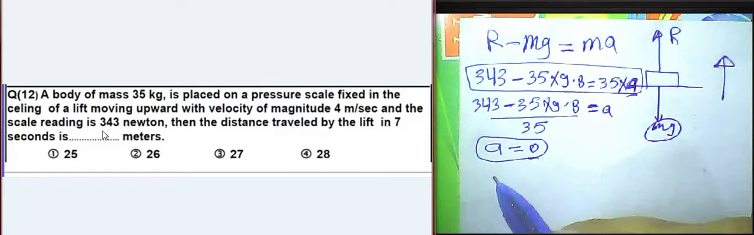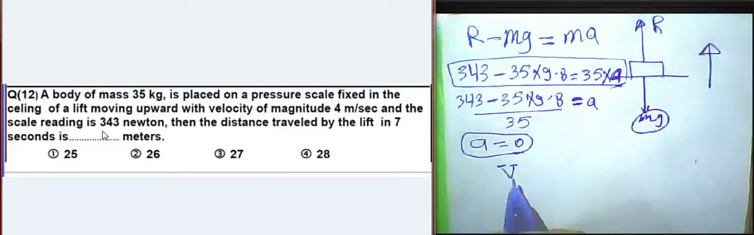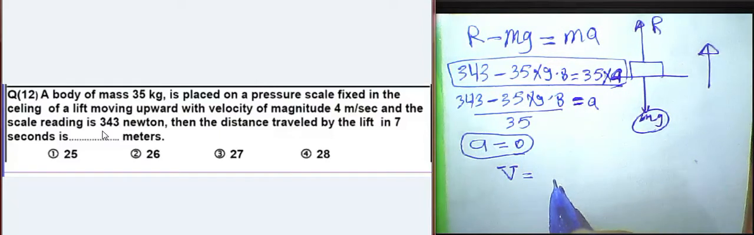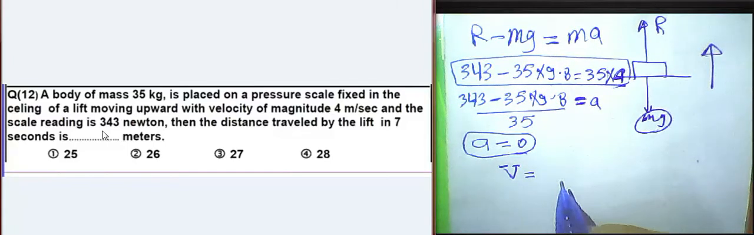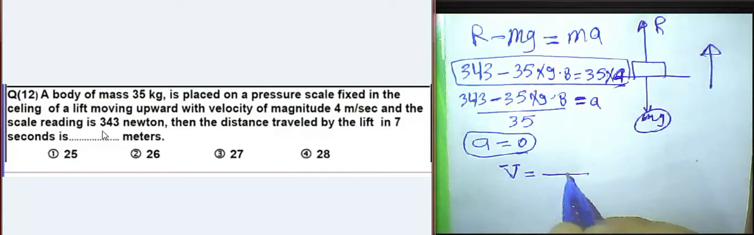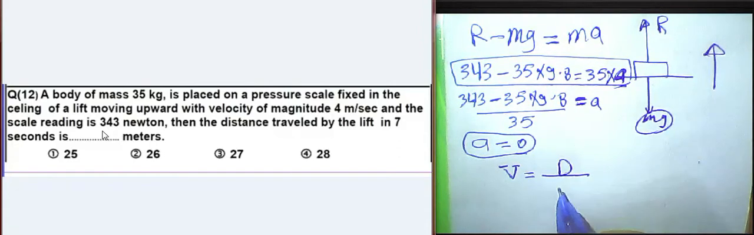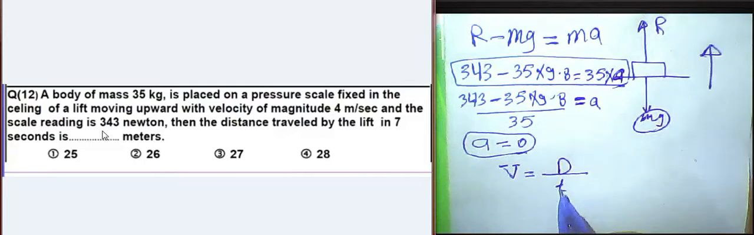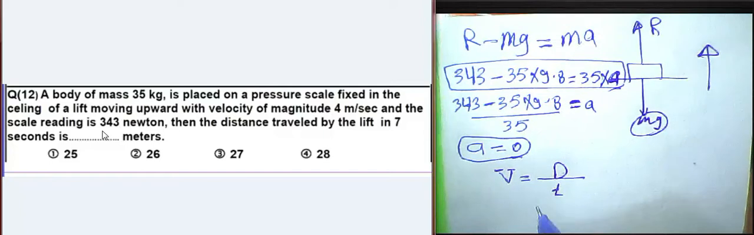What's the meaning of acceleration equals 0? Its meaning is that the velocity will be constant. We can find the distance: velocity is distance over second, so distance equals v multiplied by t. If you want to find the distance, it will be s.